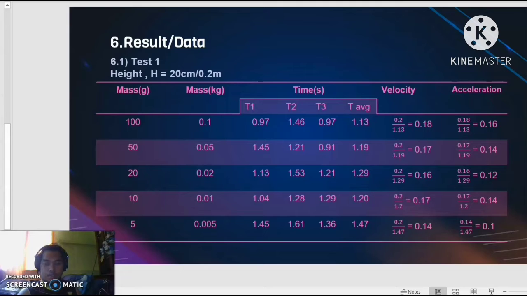Assalamualaikum. Very good afternoon, everyone. My name is Fahmi Syuraim. I'm from Group I, and today I will be talking about the result data from the force, acceleration, and mass experiment.